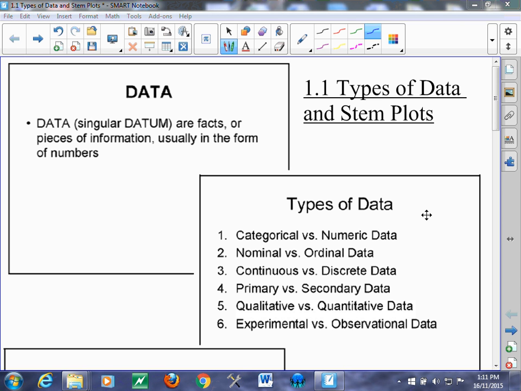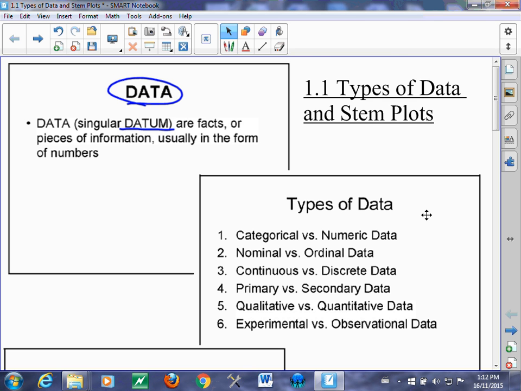All right, so let's take a look at our first lesson here, class. Today we're going to take a look at some terminology, some types of data, and then probably introduce something new called stem plots. All right, so first of all, when we do any type of statistics, we've got to get the data. Okay, the data is the number crunching or your results from a survey, for example. Data, or singular called datum, are facts or pieces of information, usually in the form of numbers.